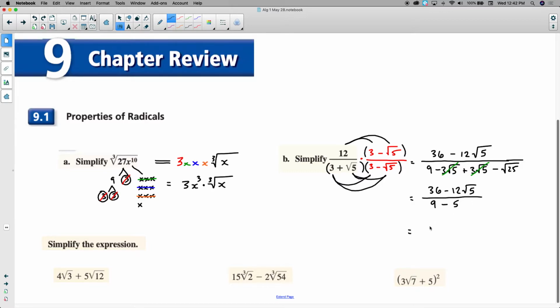Okay, so let's see. I'm going to change this to 36 minus 12√5 over 4. And I'm observing that 4 does fit into both of these. Think about this as the divider, separator. So we've got 36 divided by 4, which is 9 minus, and then we've got 12 divided by 4, which is 3. Tack on the √5 on that one. Okay, so that's a complicated one that brought up a lot of fundamentals around working with radicals.